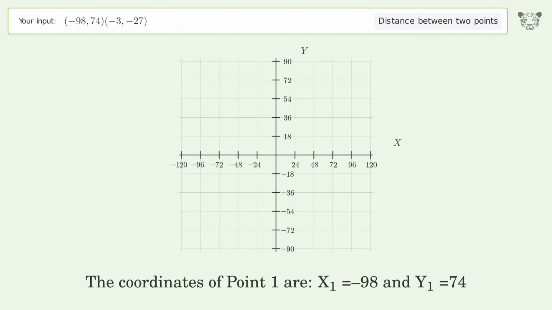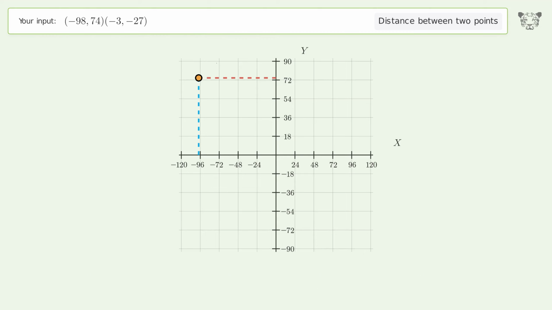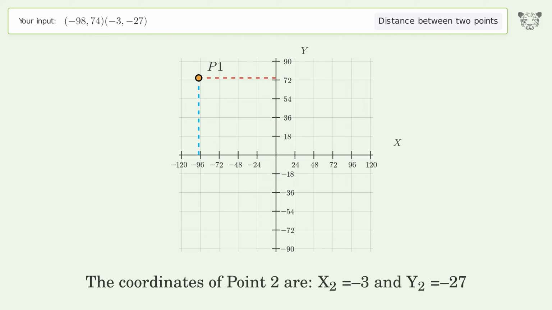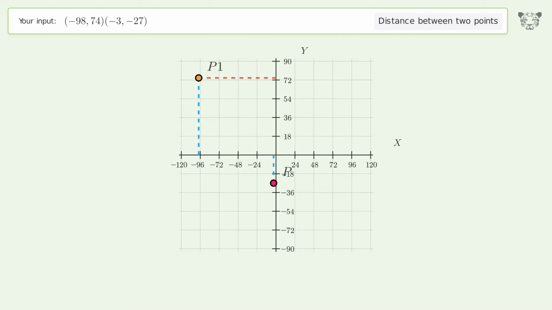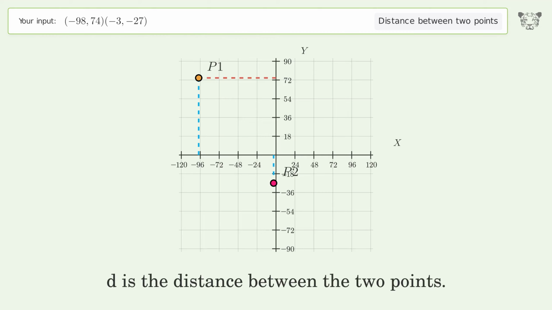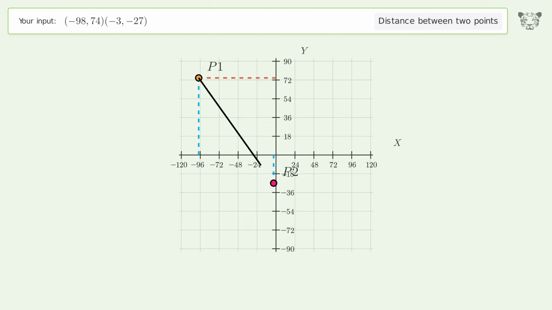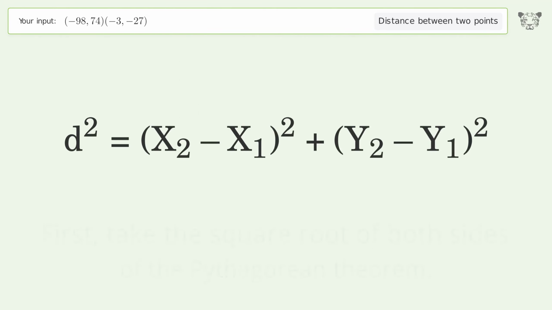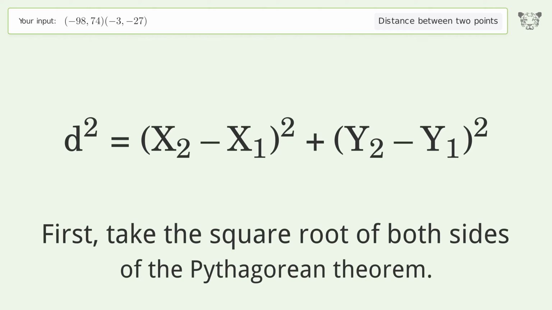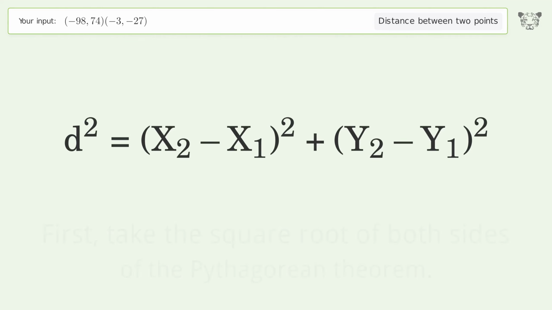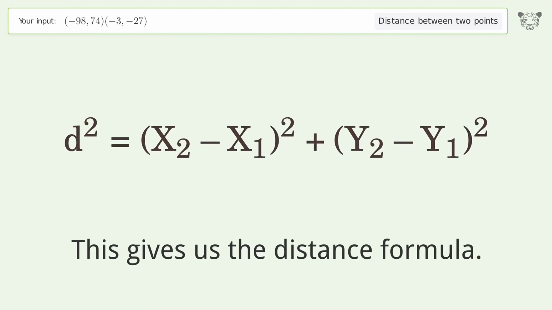The coordinates of point 1 are x1 equals -98 and y1 equals 74. The coordinates of point 2 are x2 equals -3 and y2 equals -27. D is the distance between the 2 points. First, take the square root of both sides of the Pythagorean theorem. This gives us the distance formula.